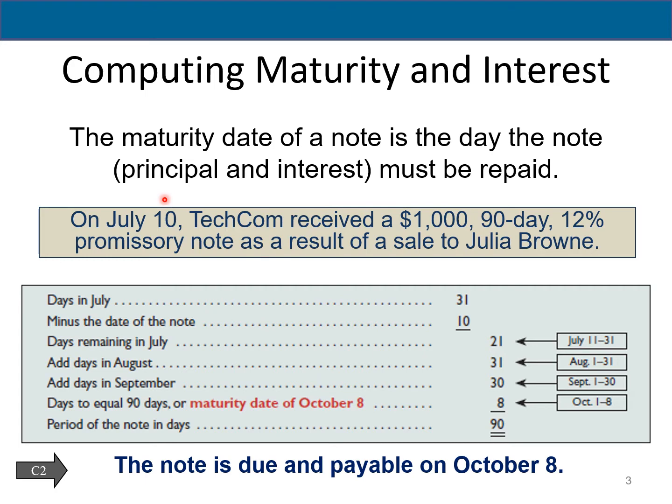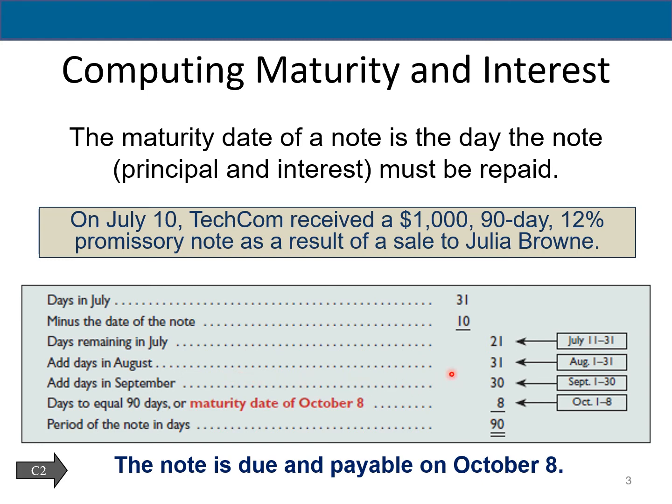We start out with the days in July, which is 31, and then subtract the date of the note. In this case, it was July 10, so we put 10 there. So we know that the remaining days in July is 21. The note has been outstanding for 21 days, but we have to keep on going for 90 days. So we're going to add the days in August, which is 31. Then we're going to add the days in September, which is 30.